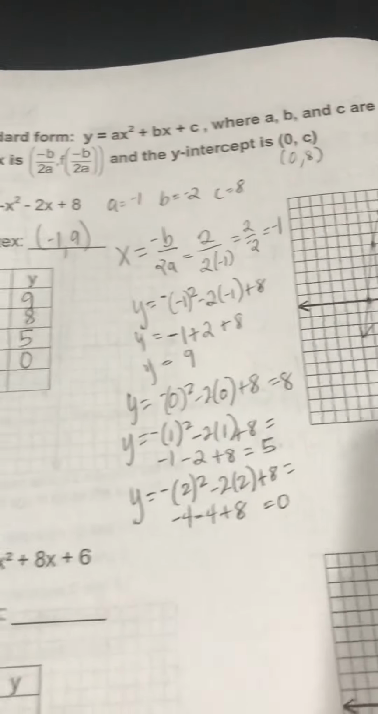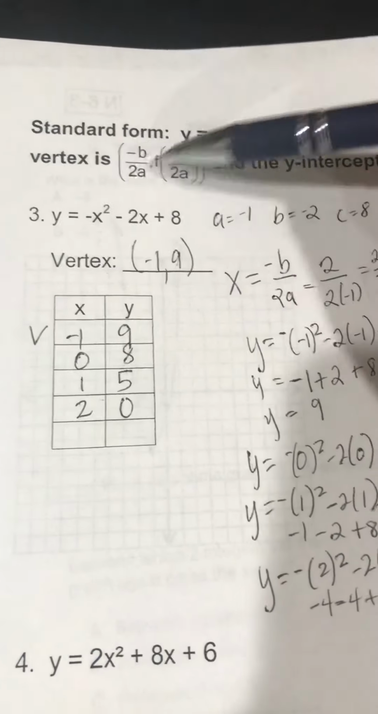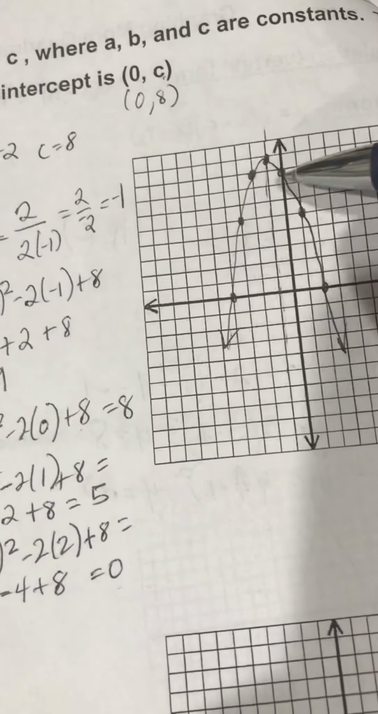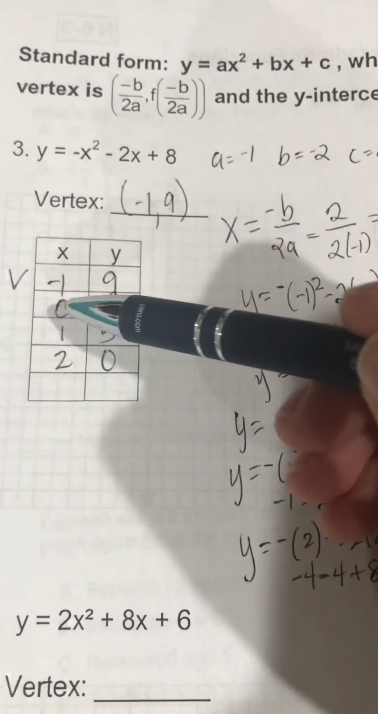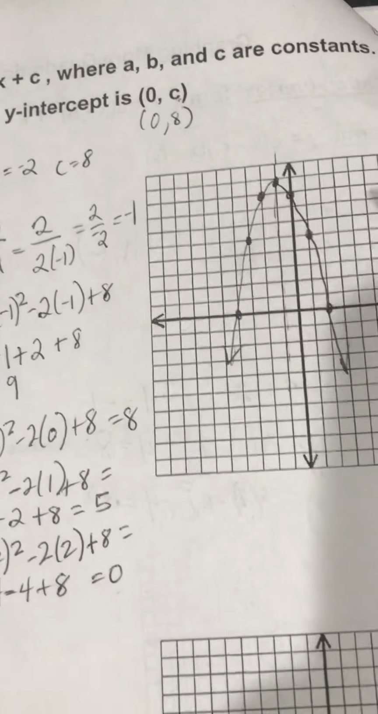Alright, so we're doing the same thing, okay? You're just using a different formula, and it tells you what your vertex is. And it also told us that our y-intercept was 0, 8, which it was. We found it to be when we filled in our chart, right? Our point 0, 8 was right here. Okay?